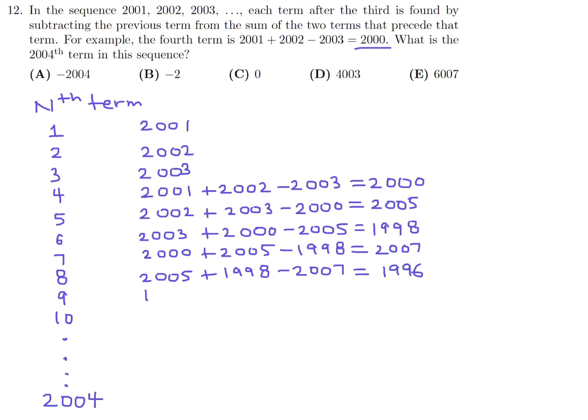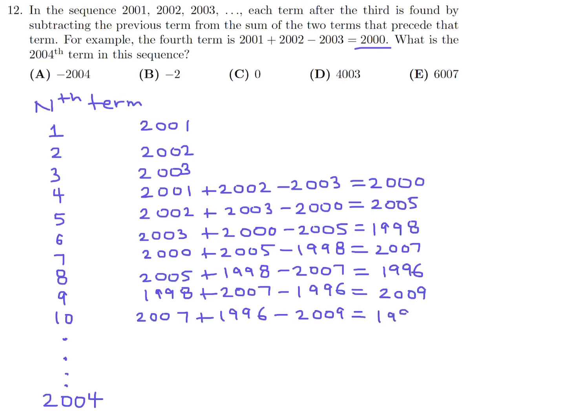The 9th term, 1998 plus 2007 minus 1996, and that gives you 2009. And one more, 2007 plus 1996 minus 2009, and that gives you 1994. So I see a pattern here. For the even ones, when the nth term is an even term, in terms of its number count, it's 2000, then goes down to 98, then 96, 94, like that. And then for the odd ones, it's 2005, 2007.